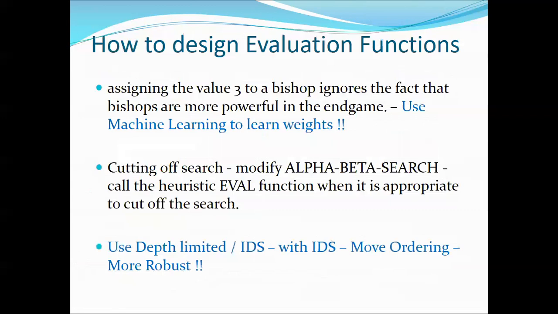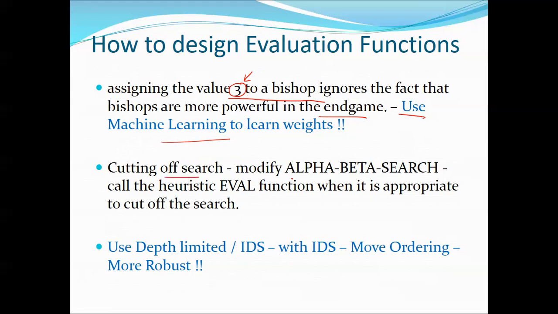But then it becomes a static weight. For example, you cannot always give 3 to the bishop, because initially 3 to a bishop may be fine, but towards the end of the game bishops become more powerful, when there are more places it can spread out. So here we should use machine learning to learn these weights. As we have discussed previously, we cannot fix any static weights. Initially we can fix some static weights, but over a period of time we should use some machine learning techniques to learn these weights.